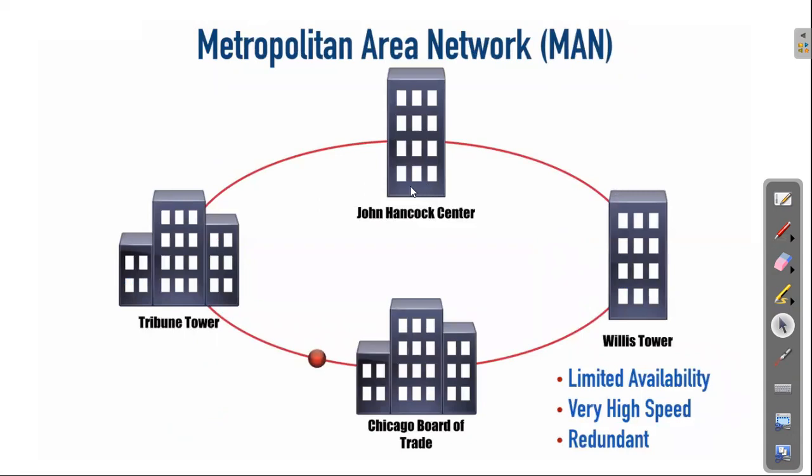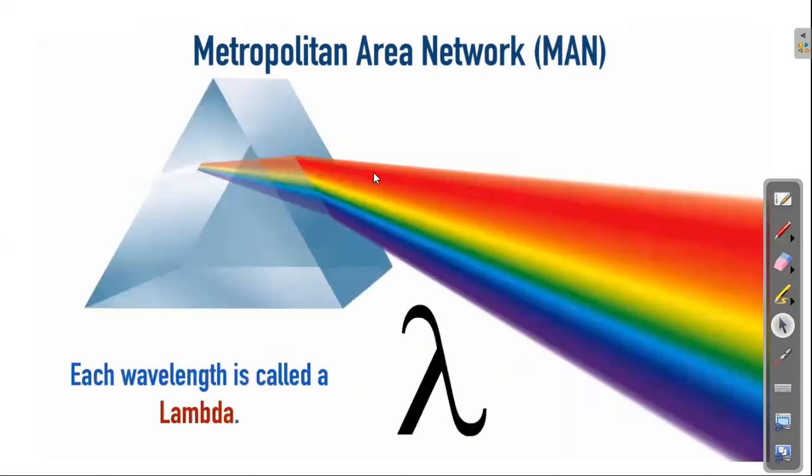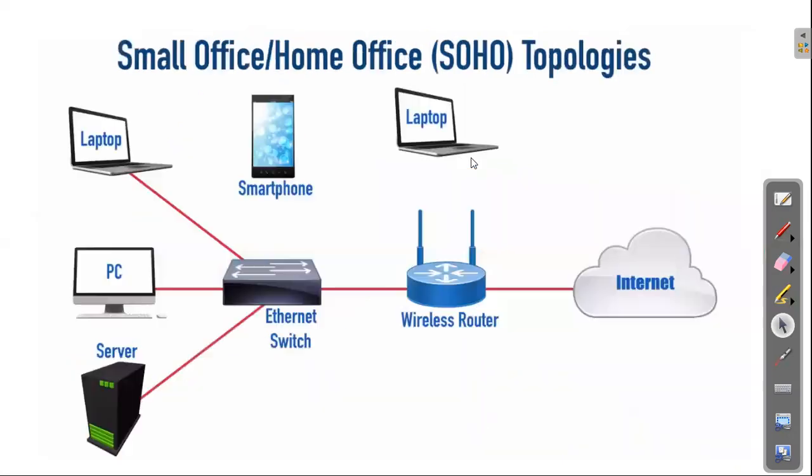Metropolitan area network, MAN. So these are the MAN connections, right? Limited availability, very high speed, redundant. It's redundant. The next one, metropolitan area network, each wavelength is called a lambda.